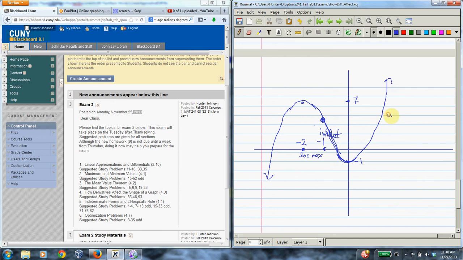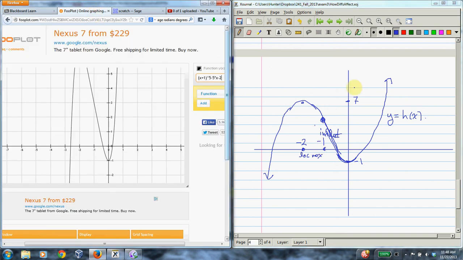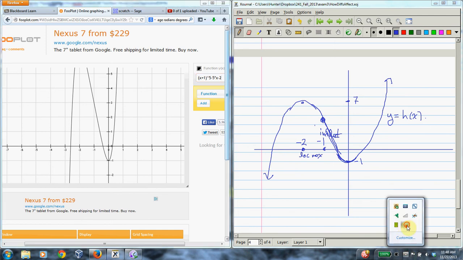So this is the graph, y equals h. And it's a pretty good graph. And that's it. So I graphed it using a plotting program, and you can see that it's pretty much right. So that's all. Oh no.